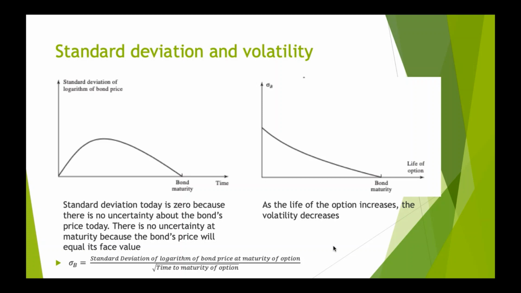On the other hand, we can see that as the life of the option increases, the volatility decreases until getting to 0 in maturity. We have in the lower part of the slide the equation to calculate the volatility of the bond. This would be the standard deviation of the logarithm of bond price at maturity of the option divided by the square root of the time to maturity of the option.